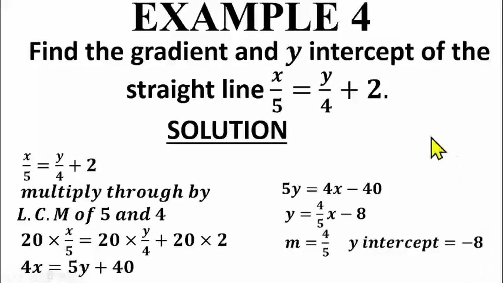-8. So I'm not going to sketch the graph for this one. You can try to demonstrate that on your own. Sketch the graph, draw the line, put the gradient also on the graph, and test your ability on that. But here we are only asked to find the gradient and y-intercept, which is 4 over 5 and -8.